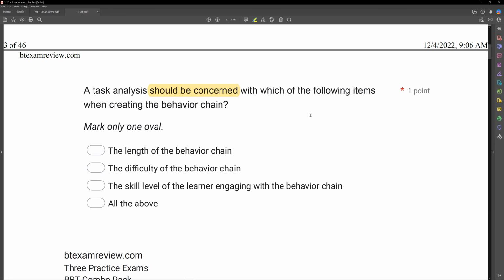So, which of the following items should we be concerned with? Well, the length, difficulty, and skill level. So, really, D, all the above.